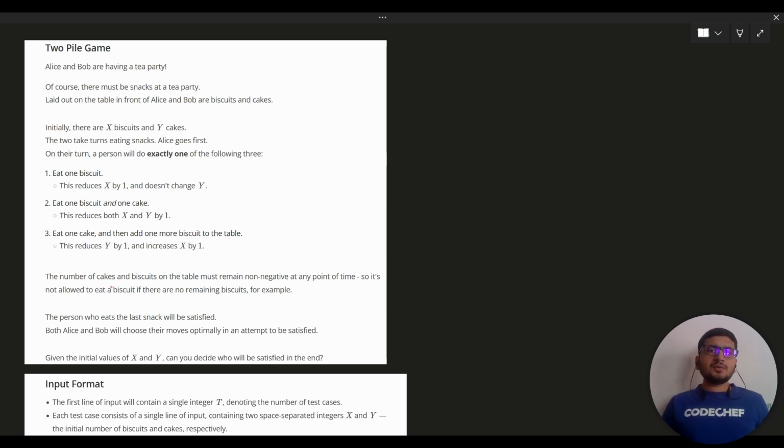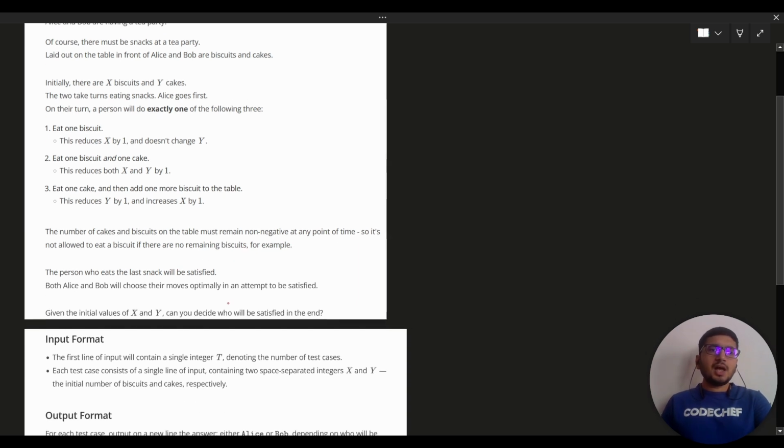Now, the number of cakes and biscuits on the table must remain non-negative at any point of time. So, it's not allowed to eat a biscuit if there are no remaining biscuits. A person who eats the last snack will be satisfied. Both Alice and Bob will choose their moves optimally in an attempt to be satisfied. With the given initial values of x and y, we need to decide who will be satisfied in the end.